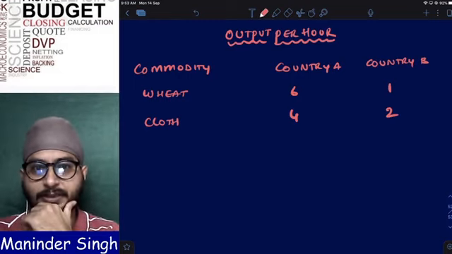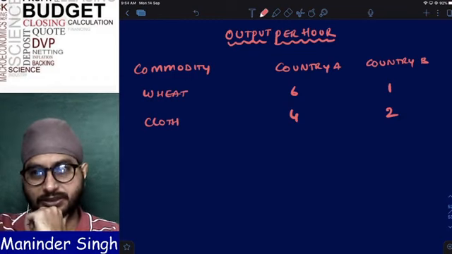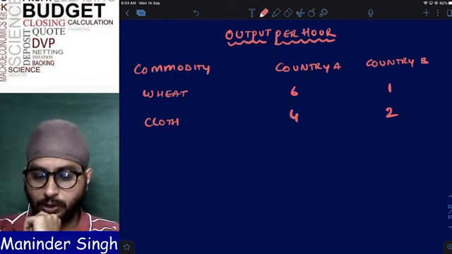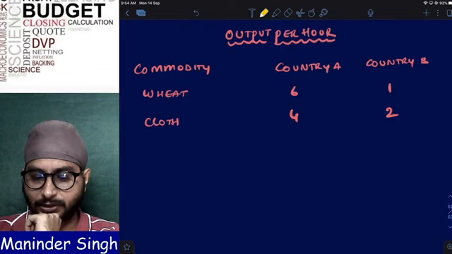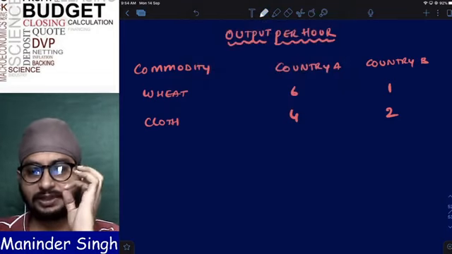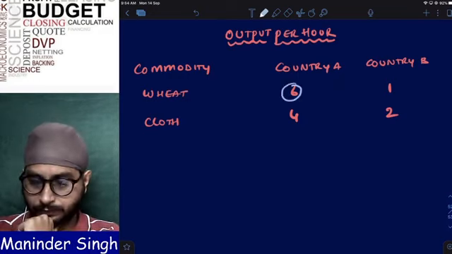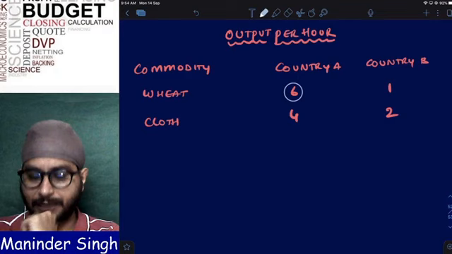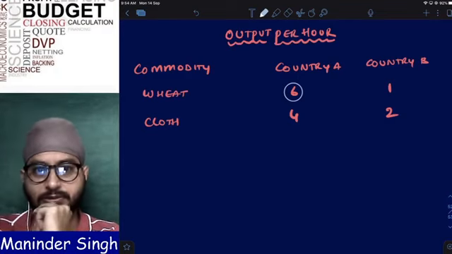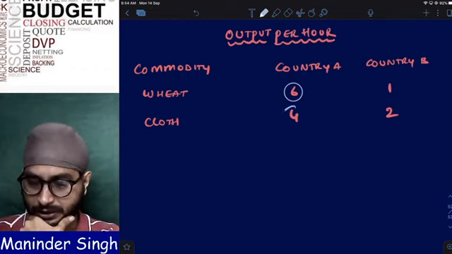This is a different diagram, right? This is a different one again, because if I take 5 here, this theory will be wrong completely. Now tell, who is having an absolute advantage in the case of wheat? Which country is having an absolute advantage in wheat? Country A. Now who is having an absolute advantage in cloth also? Country A, right?